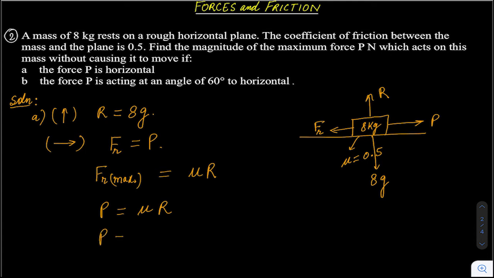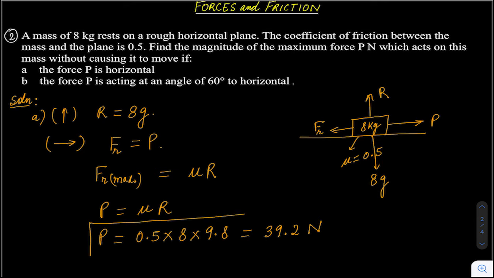So let's calculate the value. Mu is 0.5 into R, which is 8 times g. Let's take g as 9.8. So this value is coming out to be 39.2 newtons. So that is our answer. This is the maximum value of P.